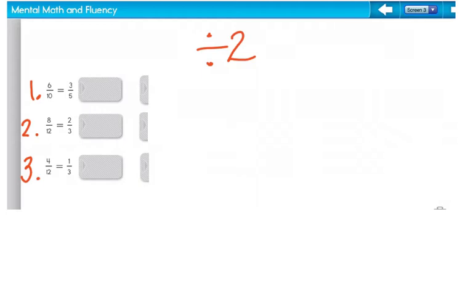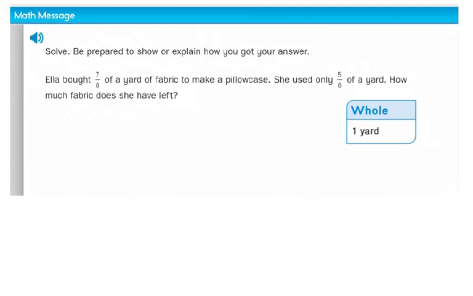In number 1, they divided the numerator and the denominator by 2. For number 2, they divided the numerator by 4 and the denominator by 4. And number 3, they divided each one by 4. All right, continue on your whiteboard for just another moment or two.